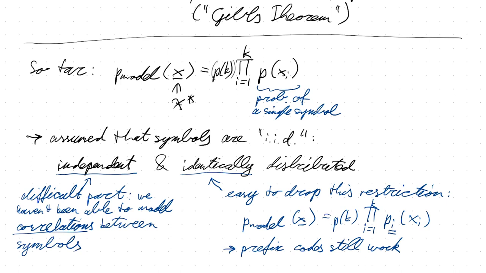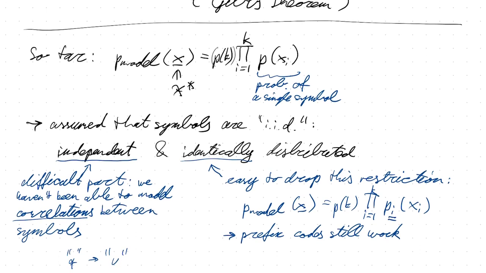And of course, I haven't told you yet what correlations means. If you haven't had a course on probability theory yet, loosely speaking, you can think of it as: if you know some of the symbols, does that tell you something about the other symbols? For example, if you think about some English text, if you know that one of the symbols is a Q, then with high probability the next symbol will be a U, because in English text, Q is usually followed by U. And that is a correlation. So the probability of the next symbol changes depending on what the value of the previous symbol was.